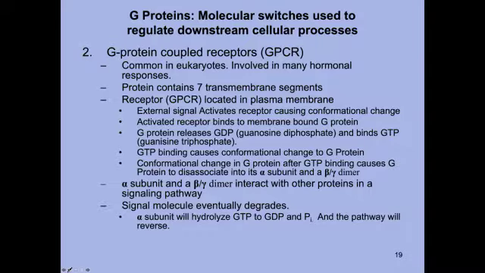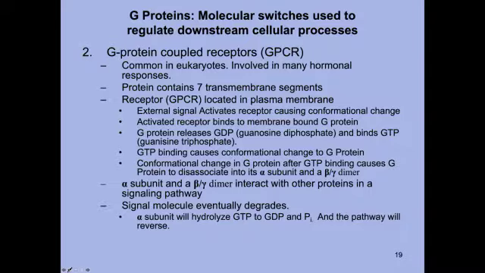They're very common in eukaryotic cells. They're not found in prokaryotic cells. They are found in plants, though, primarily in hormone responses. The receptor itself is a G protein coupled receptor, and it contains 7 transmembrane segments, meaning there are 7 polypeptide chains that make up this protein. It is a really big protein.